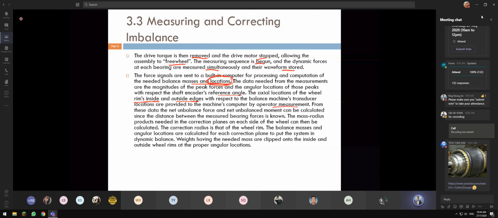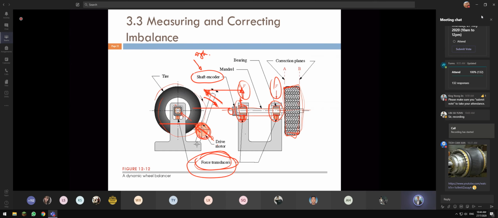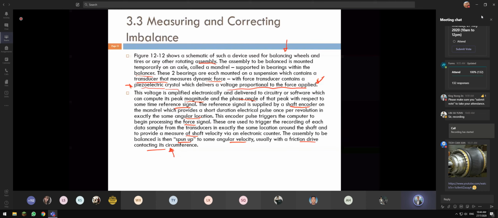Okay. So from this data, the net unbalanced force and net unbalanced moment can be calculated since the distance between the measured bearing forces is known. So what it means here is because these two are by design. Okay. So that's why this one is known. So they can easily compute the distance.